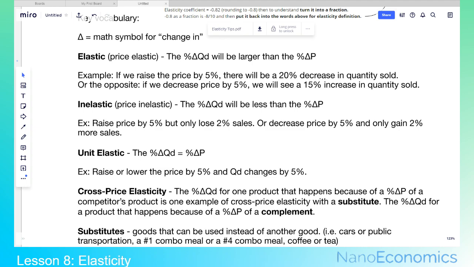So finally, the last one that's less often discussed is unit elastic. And that's just where the percent change in quantity demanded is exactly equal to the percent change in price. In other words, an increase in price of 5% causes a change in quantity demanded of 5% as well.